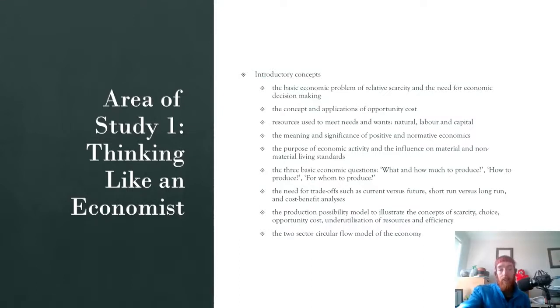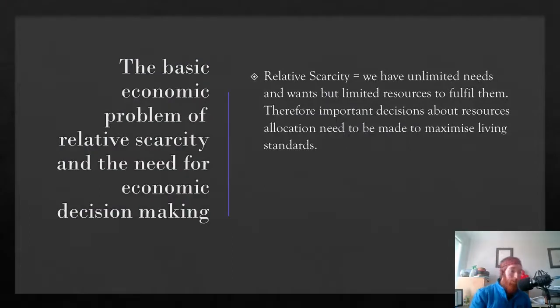So let's get straight into the first one, the basic economic problem of relative scarcity and the need for economic decision making. The concept of relative scarcity is all about the fact that we have unlimited needs and wants and limited resources to fulfill those needs and wants. So therefore, we have to make important decisions about resource allocation to maximize living standards. And there are inherent problems with that. There's a lot that goes into that.